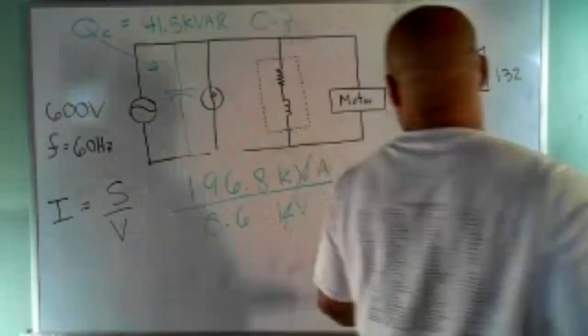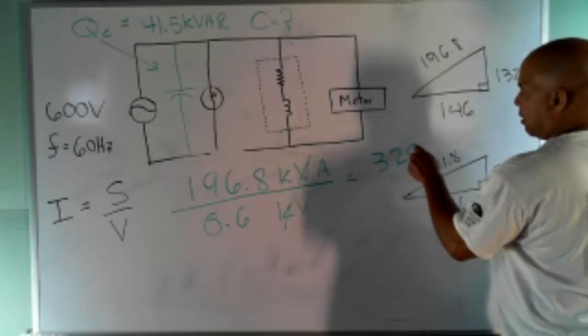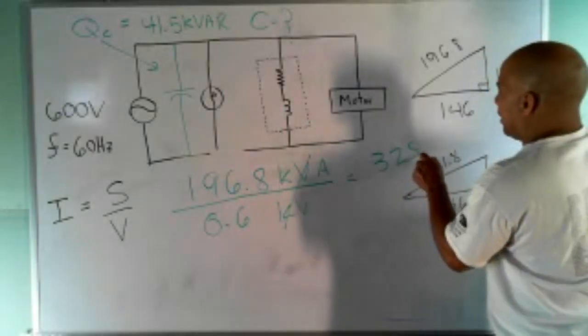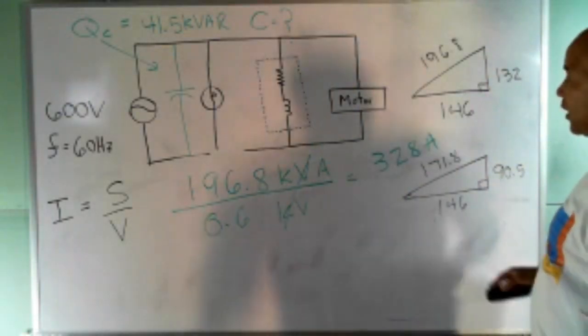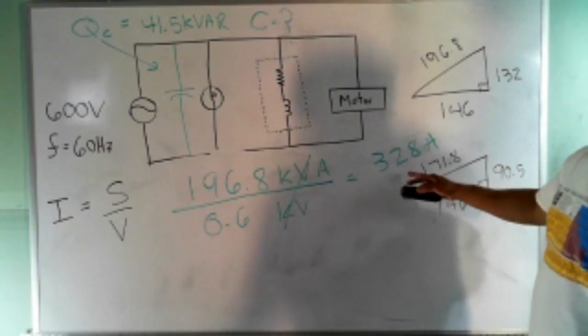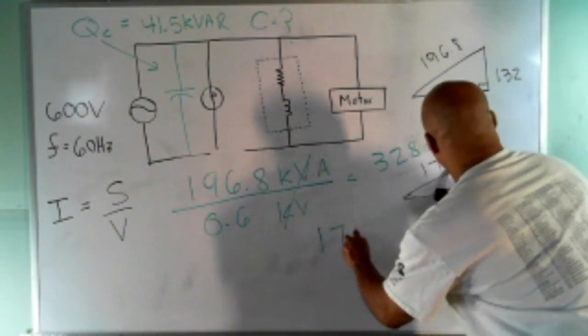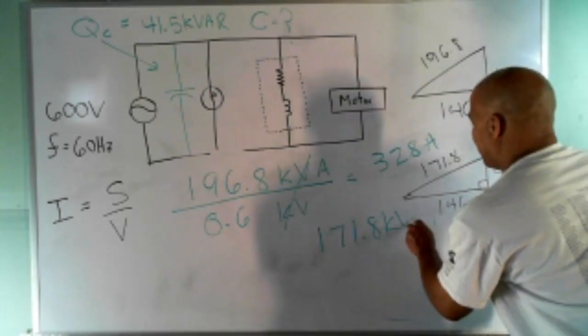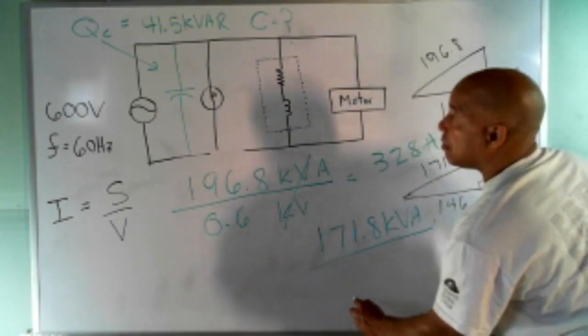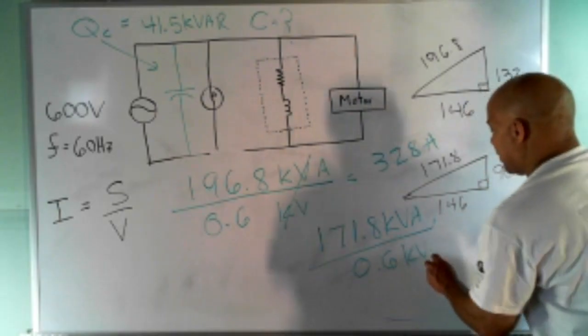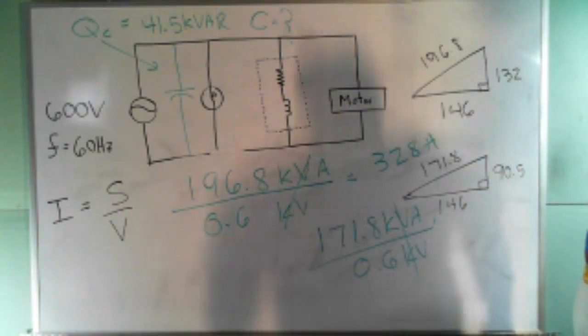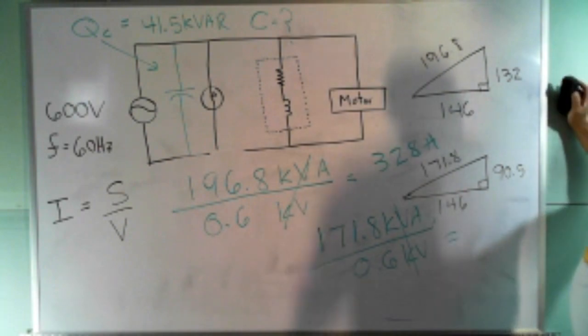I got 328. 328. All right. So remember, 328 amps. Now let's figure out if with my power factor correction, we should be able to lower that. Let's see how much we lower it to. So now we got to take 171.8 kVA, divide that number by 0.6. What's my new current now? 286.3. Let's just round it to 286.